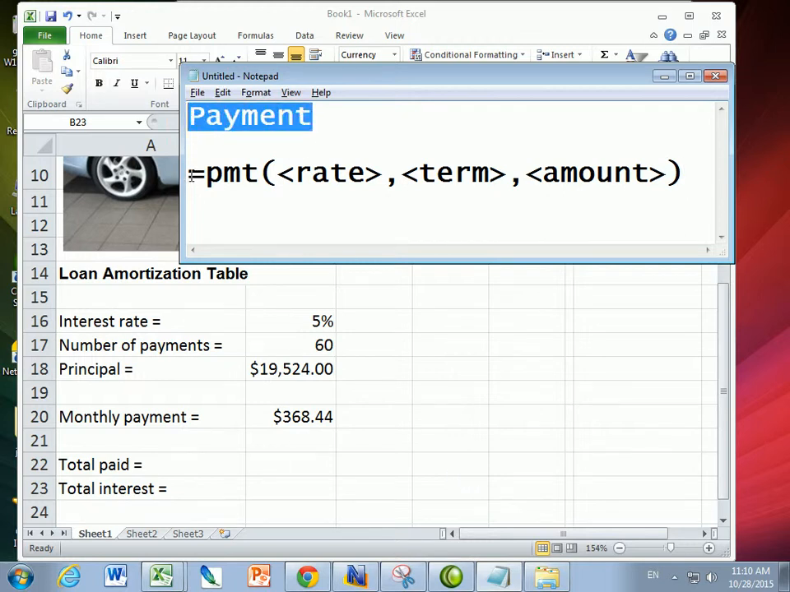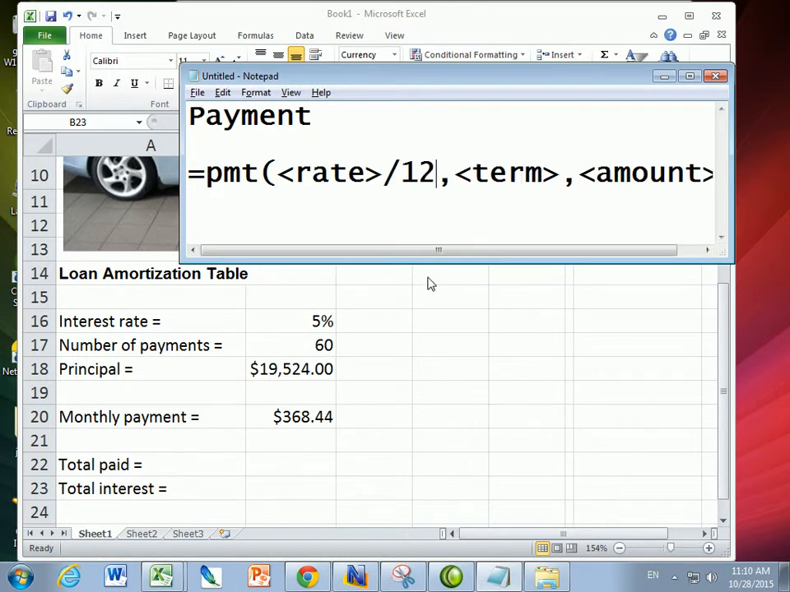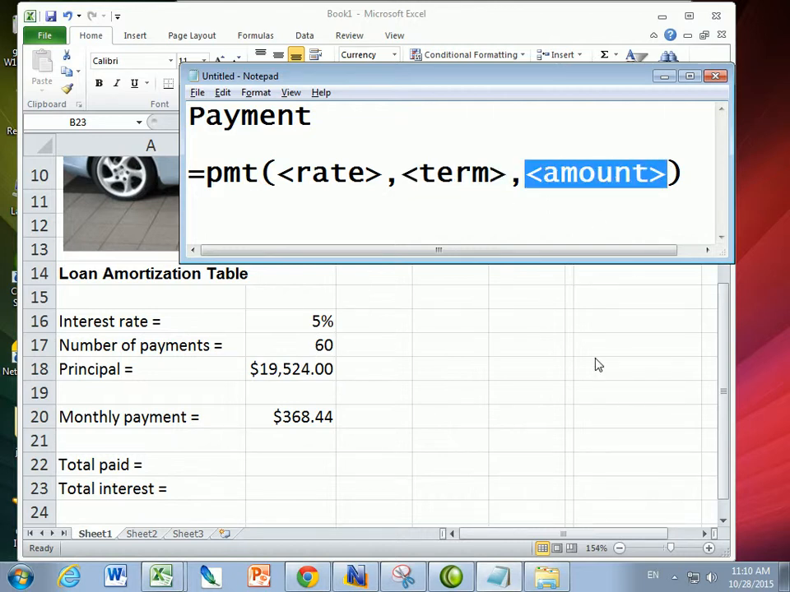And how the payment function works is, to find out what your payment is going to be, you put the rate, which is your interest rate, and you typically will divide by 12 if you're paying monthly. If you pay once a year, you just put the rate in. If you paid every week, you'd put divided by 52. The term is going to be how many payments that you're going to make. So if we do it per month, we said 60. And then the amount is, what is the principal? How much are we borrowing?